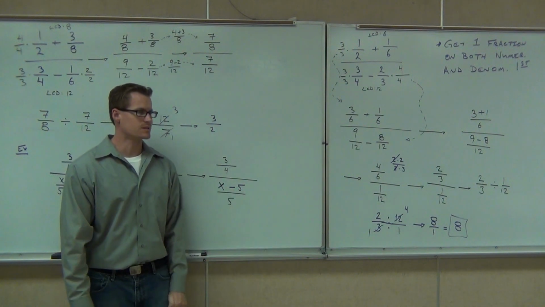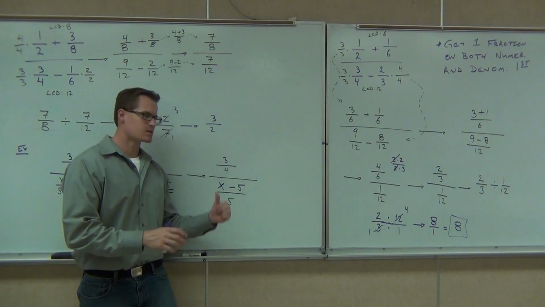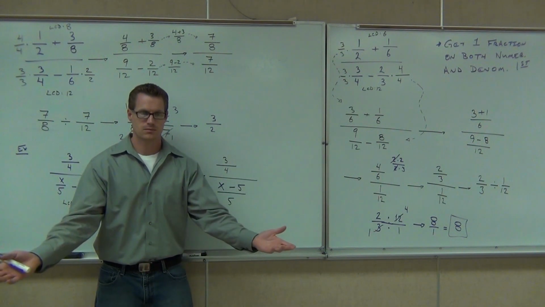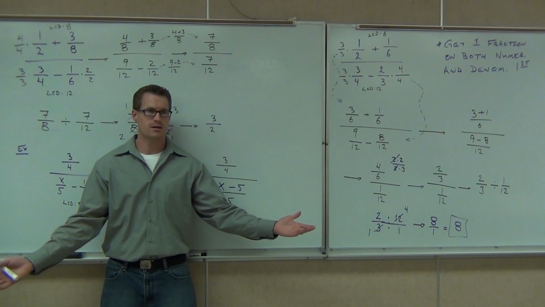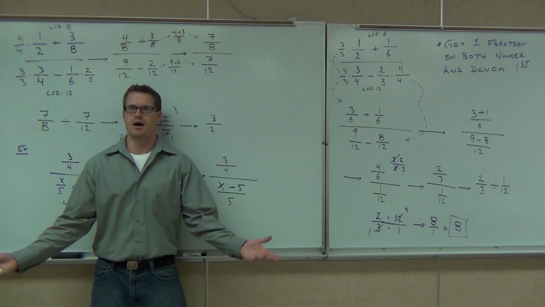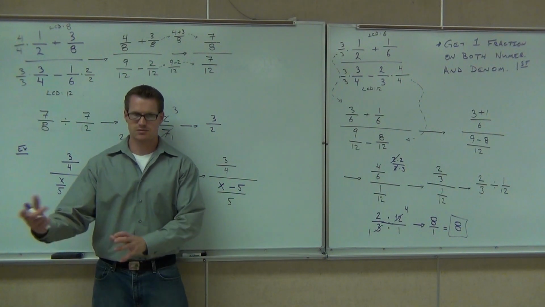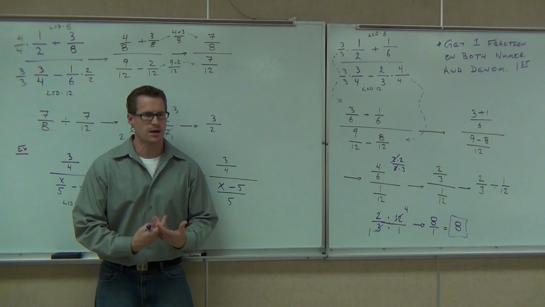One's got an x, one doesn't. That's not like terms. One's a variable, one's a number. You can't take x minus 5 and get anything besides x minus 5. You just can't do it. Are you with me on that? Yes. It's like having x bananas and you take away $5. What do you have? I don't know. X bananas minus $5. They're not the same units. You can't do that.